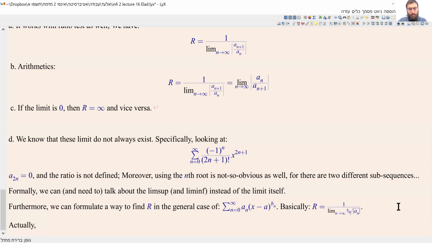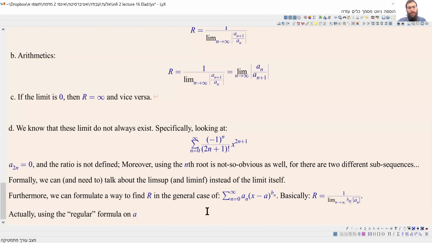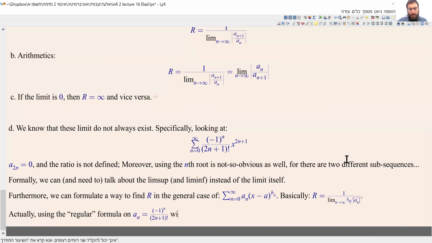What we actually do is use the regular formula on this, considering it to be an, and not just a 2n plus 2n plus 1, will do just fine. So I say it as the lecturer, as the one who decides what you need to know and what you don't need to know in order to get yourself a good grade in the final exam.